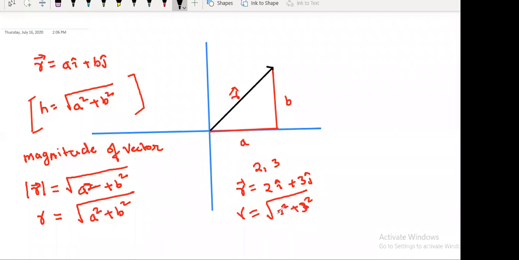Yes? 2 square plus 3 square, which is root of 13. Okay? Got it? Right? Navya, for your question, if the vector is 3, -4, right? 3, -4.